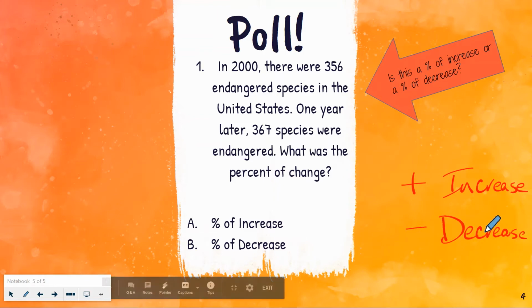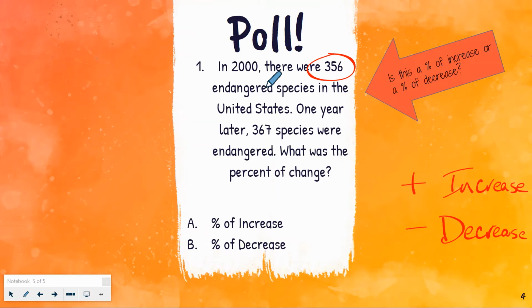So in 2000, there were 365 endangered species. 1 year later, so this is the more recent one, we're going from 2000 to 2001, there are 367 species that were endangered. What was the percent of change? So we can see that that is increasing. That number is getting bigger. So that is a percent of increase.